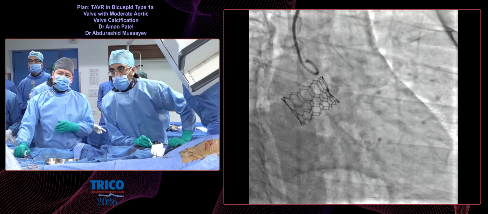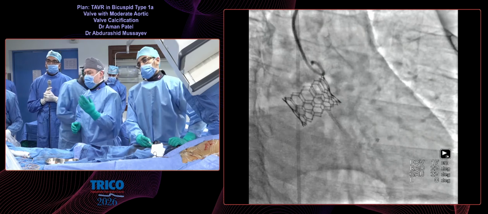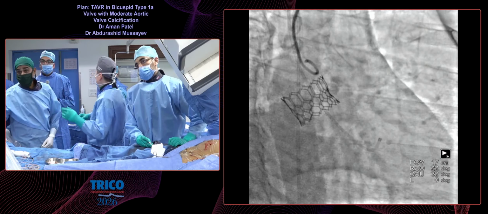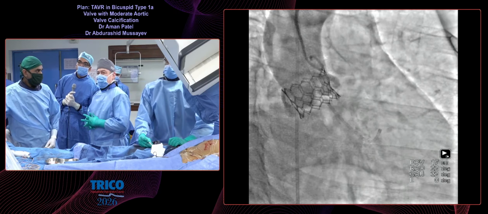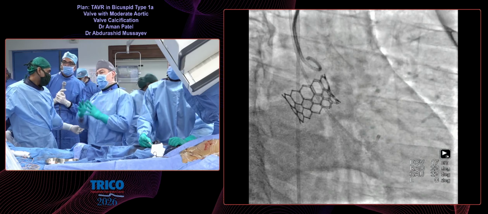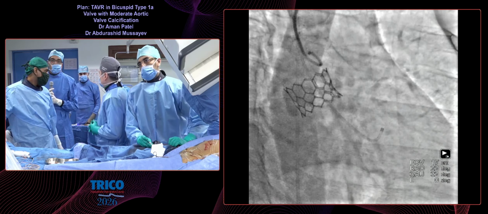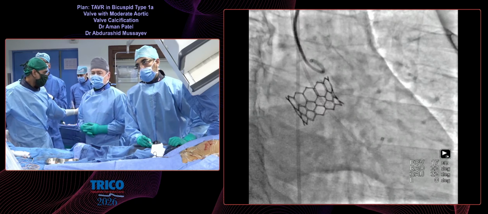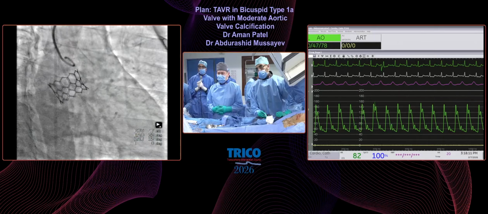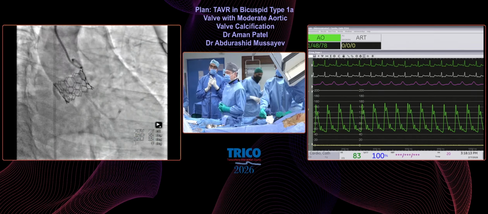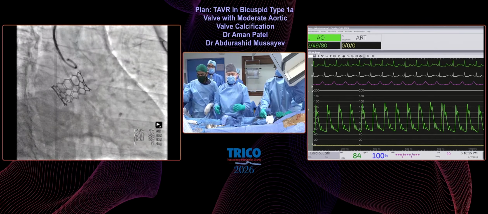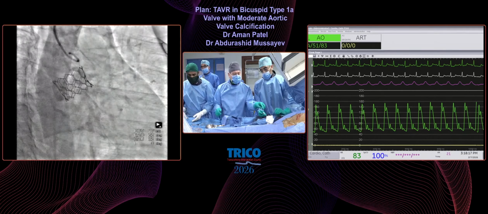It looks beautiful. Even if I add 1 or 2 cc more, I think this waste is acceptable. What do you think? I agree with you. This waste is completely acceptable. I think if we measure the gradient right now, it's going to be in single digit. Okay, let's measure the pressure and pull back.